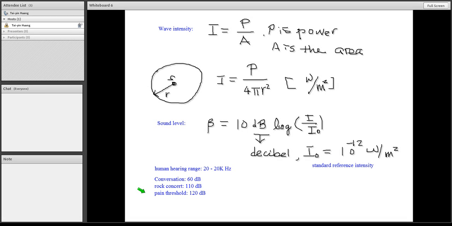Okay. Now, speaking of sound, the human hearing range is about 20 hertz to 20 kilohertz. So that gives you the range of human hearing. Of course, each animal will have a different hearing range. Okay, and that's kind of common sense.